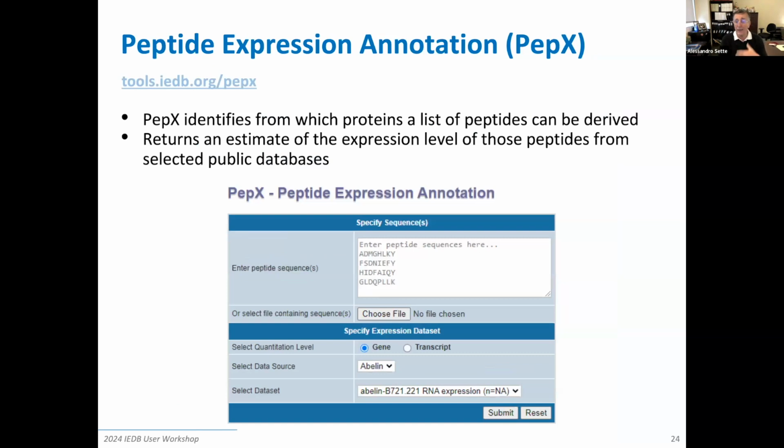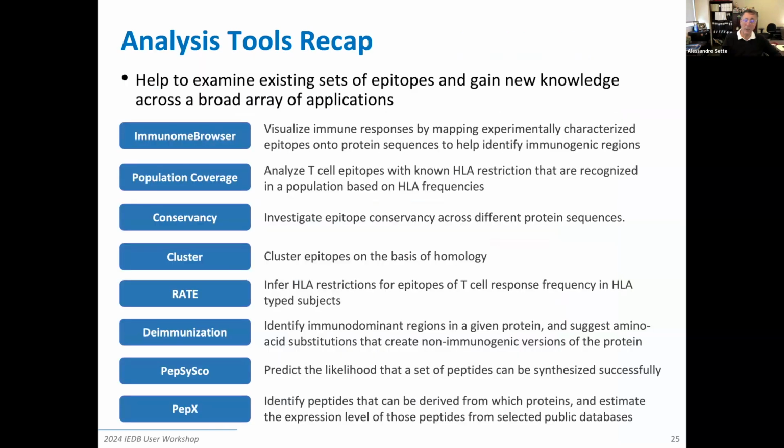protein. Same thing here: you enter your sequences, and the tool will look at the expression level of most peptides from selected public databases and return your results. This is a recap of the various tools that we briefly covered: the ImmunomeBrowser to visualize and plot reactivity along a protein sequence, the population coverage, the conservancy, the clustering rate, the deimmunization, and PepSySco and PepX, more recent tools to predict synthesis capacity and expression level. And with that, I will end this presentation and turn to the questions.